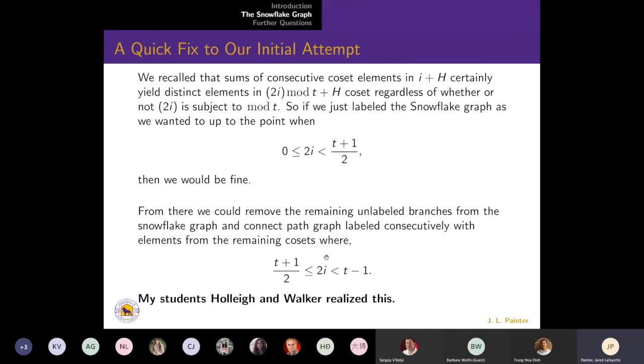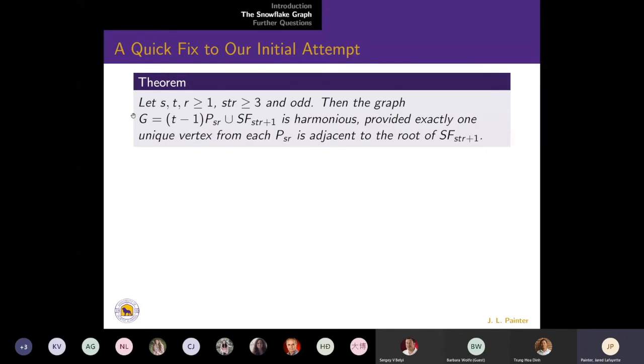So what we did here is we had a theorem, or they kind of developed this theorem, where if you have your S, T, and R bigger than or equal to 1, the product is bigger than or equal to 3, and they're all odd, then the graph where we take T minus 1 paths of length S times R and union it, this is not a disjoint union, I should say, with the snowflake graph SF(S, T, R) plus 1, then this is harmonious provided exactly one unique vertex from each of these paths is adjacent to the root of the snowflake graph. So I'm going to show you a terrible example.